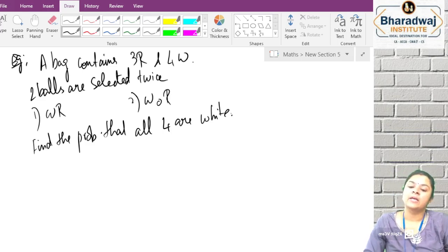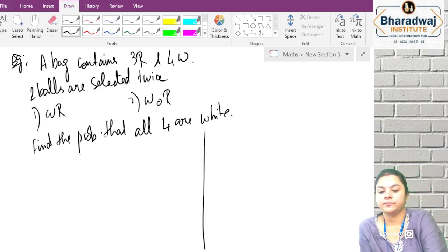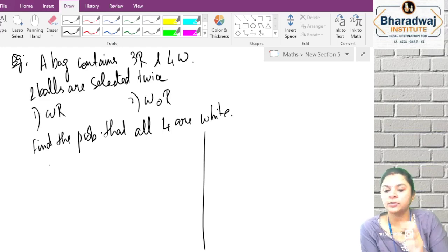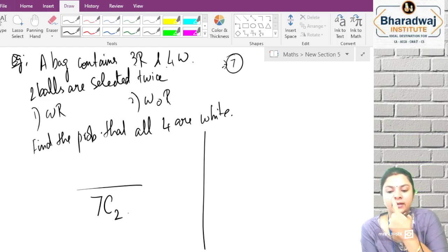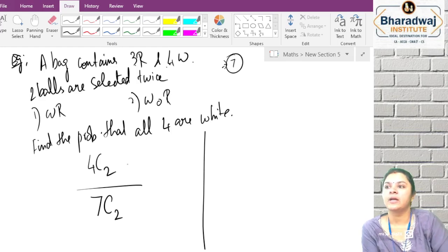Now, if it is with replacement, what will we do? Always do the first activity first. 2 balls are selected out of 3 plus 4. How many balls? 7 balls. So the denominator will be 7C2. And I need how many balls first? 2 balls which are white in color. How many white balls do I have? 4. So 4C2. This is the first selection of 2 balls.